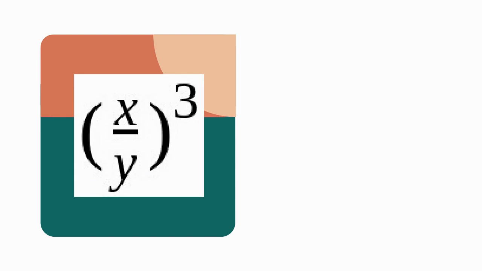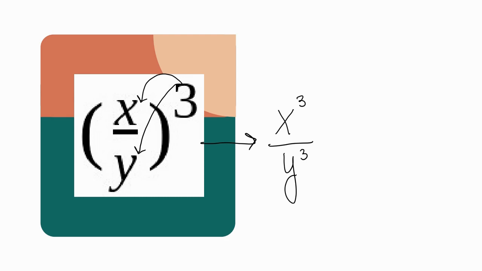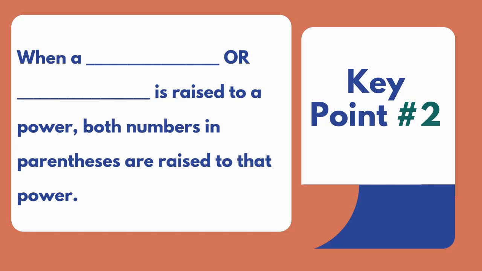The same is also true when we have a quotient. So if I have x divided by y all to the third power, that becomes x to the third power divided by y to the third power. Again, I took my exponent of 3 and I gave it away to both of the terms inside of my quotient. So when a product or a quotient is raised to a power, both numbers or all of the terms inside of those parentheses get raised to that same power.